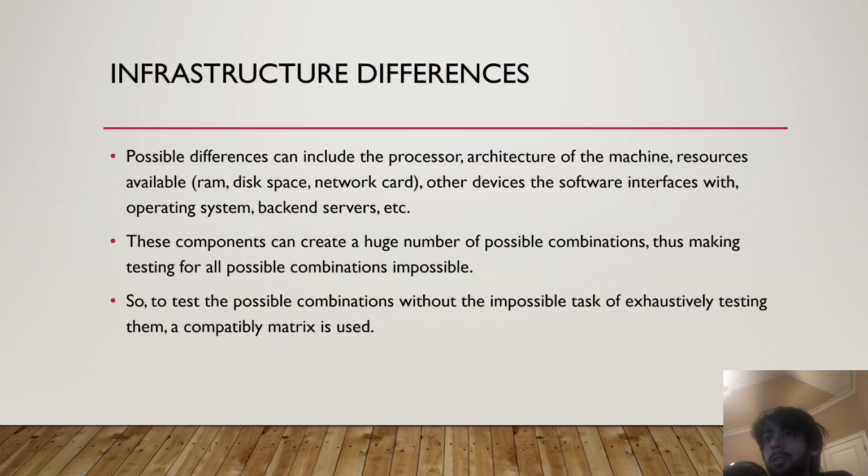So infrastructure can differ in many ways: processor, architecture, resources available, other devices, the software operating system, backend servers, etc. These differences can make a huge number of possible combinations, and testing for all the possible combinations of the components is impossible. So you can use a compatibility matrix to test without having to resort to exhaustive testing, which is impossible.